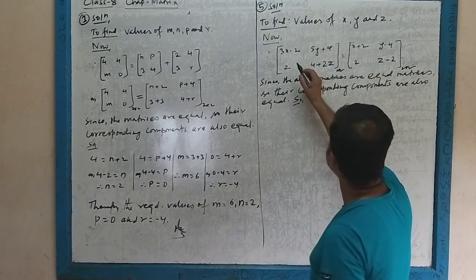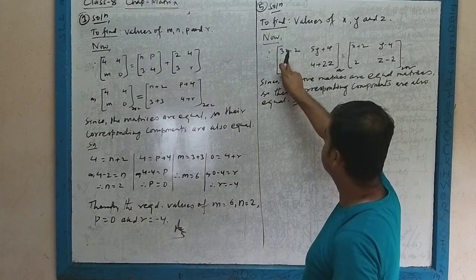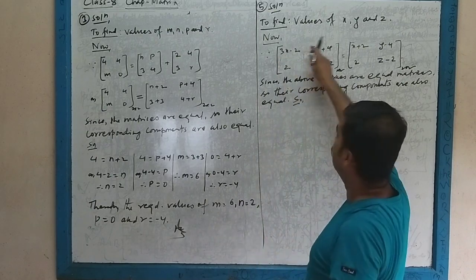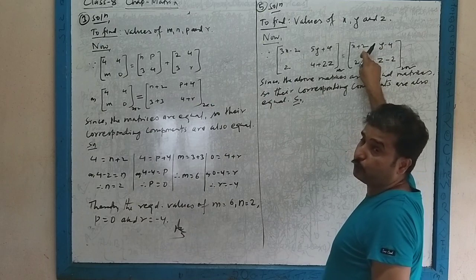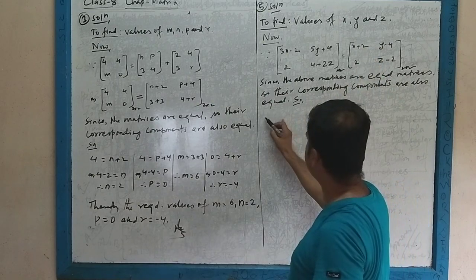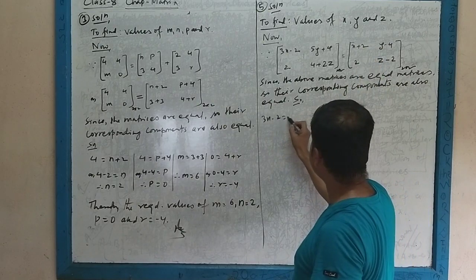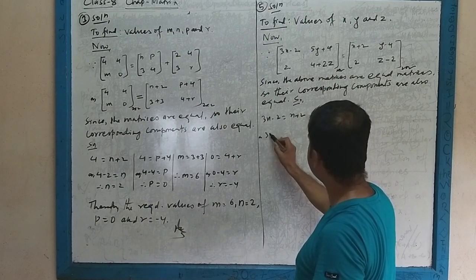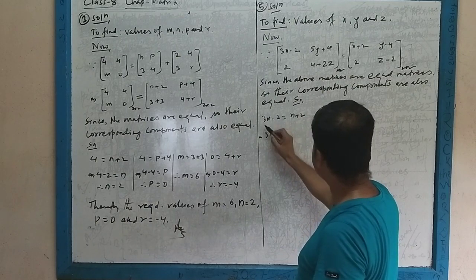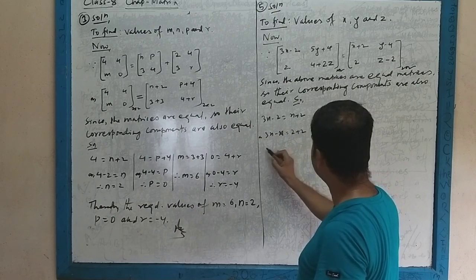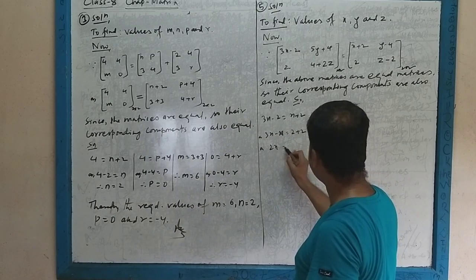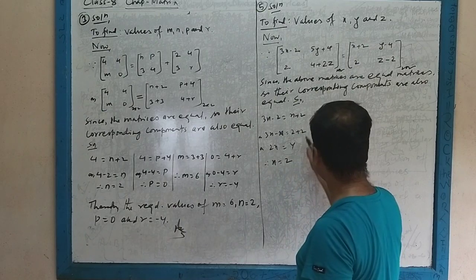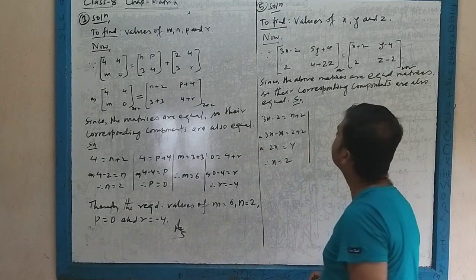Let's equate. So first row first column of the left hand side matrix and first row first column of the right hand side matrix. So the value is 3x minus 2 equals x plus 2. So 3x minus x, bring this side, 2 plus 2, or 2x equals 4. Therefore, the value of x equals 2. Draw one line here.